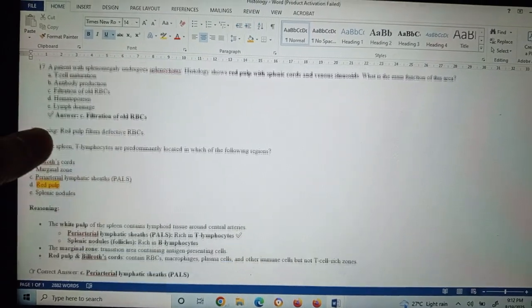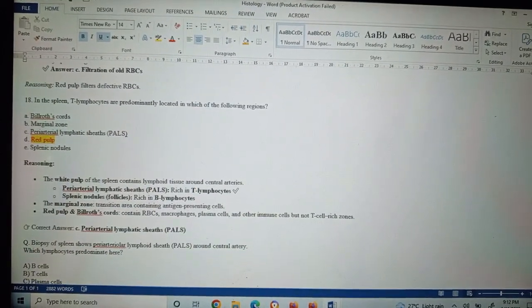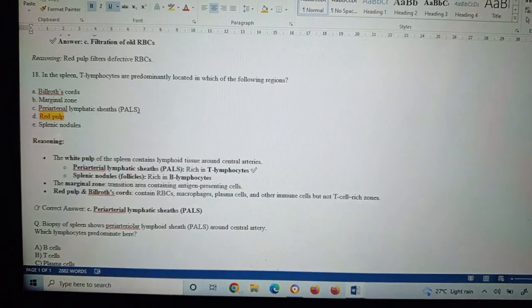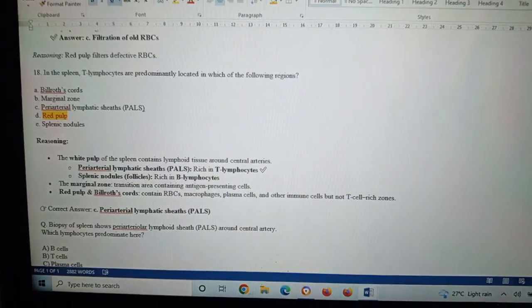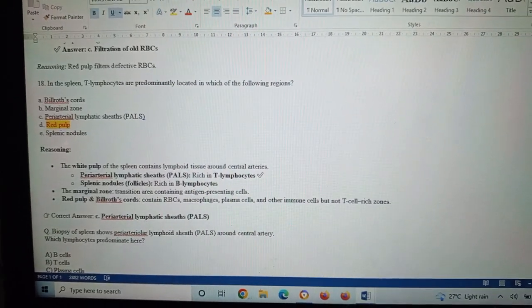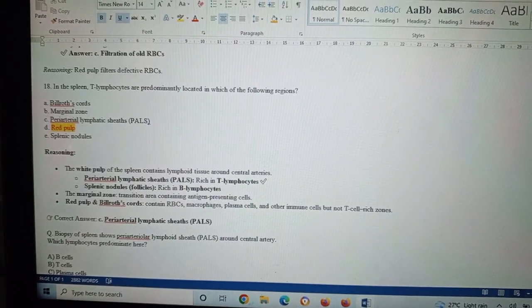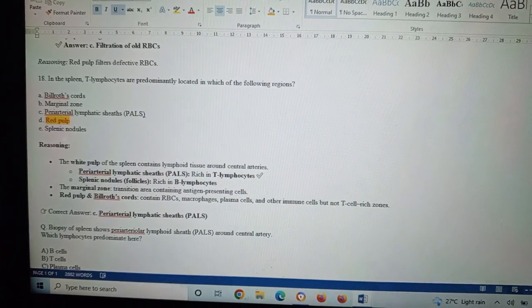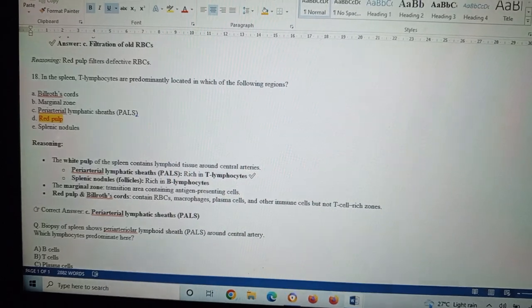Now let's talk about another question. There is a confusion also. In the spleen, T lymphocytes are predominantly located in which of the following regions? The options are Billroth cords, marginal zone, PALS (periarterial lymphatic sheath), red pulp, or splenic nodules.